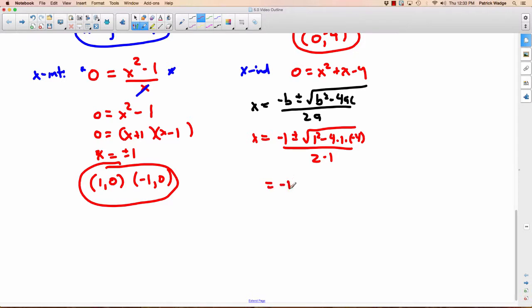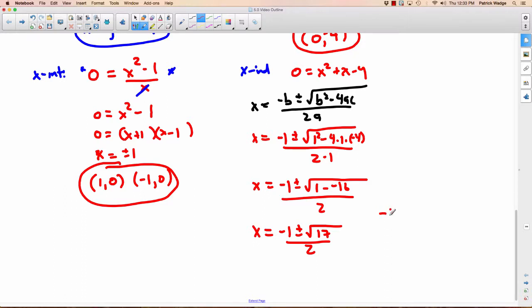So simplifying that, you get negative 1 plus or minus square root. Okay, 1 squared is 1. 4 times 1 times negative 4 is negative 16. So be careful here. You have minus negative 16. All divided by 2 times 1 is 2, which means x equals negative 1 plus or minus the square root of 1 take away negative 16 is 17, all over 2. These are your x-intercepts. There's two of them, right? If you want to write them as points, one would be (negative 1 plus root 17, all divided by 2, comma, 0).